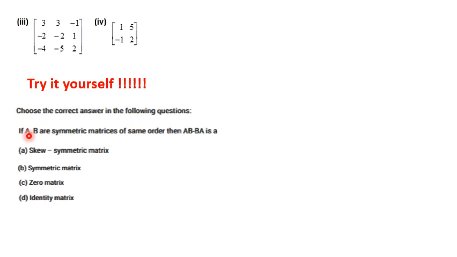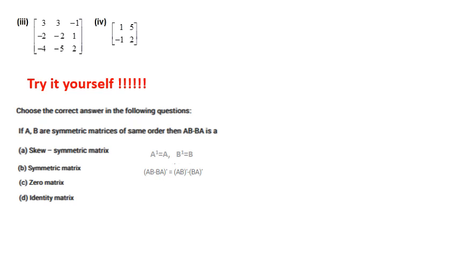So here conditions are given to you. A and B are symmetric matrices. As you know, symmetric matrix means A transpose is equal to A. That is the first condition. For another matrix B, symmetric means B transpose is equal to B. So we have to check AB minus BA. So to check, we take the transpose of AB minus BA, the whole transpose.